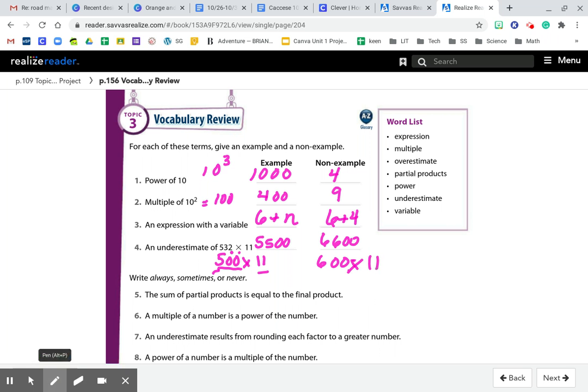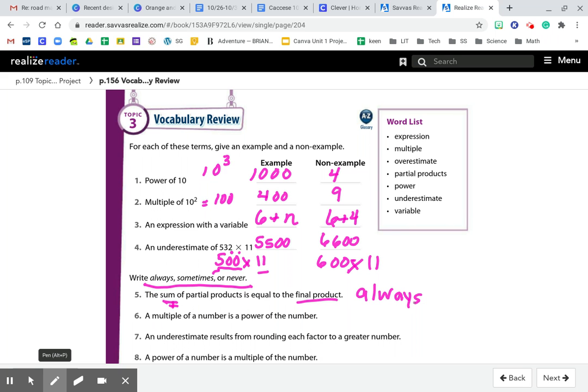The sum of partial products is equal to the final product. And these are kind of tricky. Always, sometimes, or never. The sum of a partial product is equal to the final product. Sum means adding. If you add the partial products, is that the same as the final product? It's always the same. And if it's not the same, then you made an error, either in your partial products or in your adding them up.